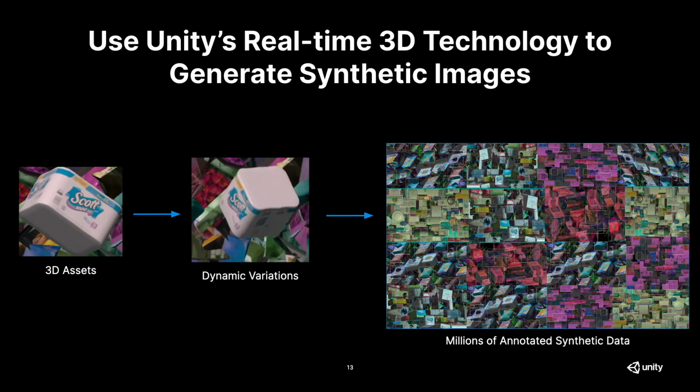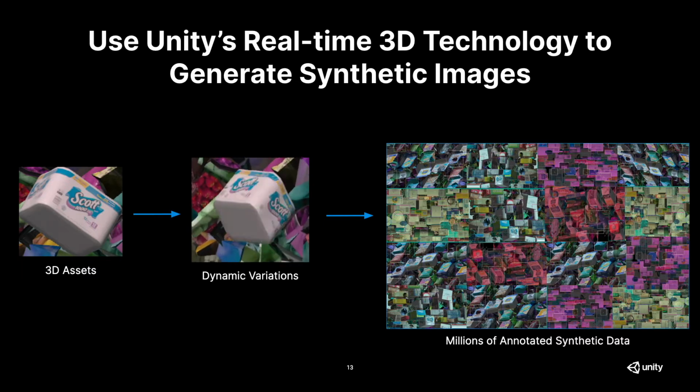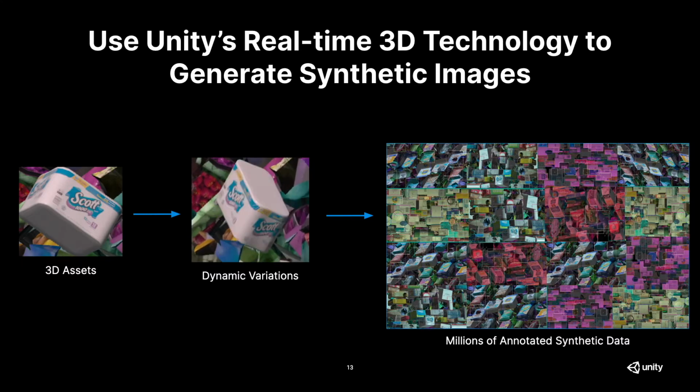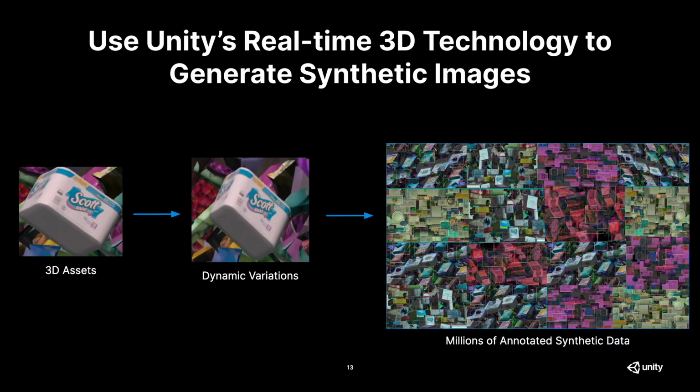And so we went about doing this example, creating millions of synthetic images, all annotated with bounding boxes. You can see these rather chaotic looking images on the right with all sorts of post-processing effects and different orientations.